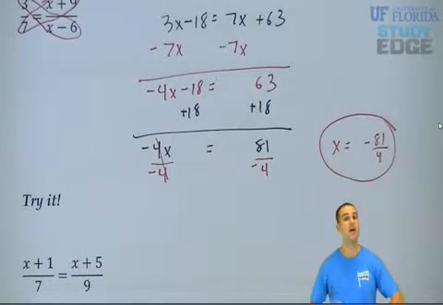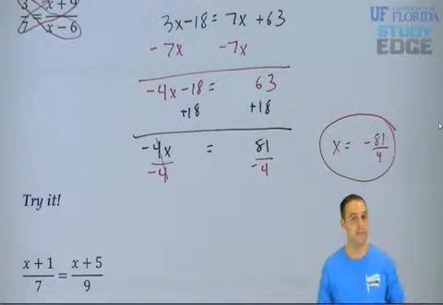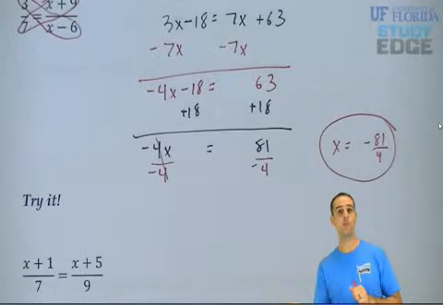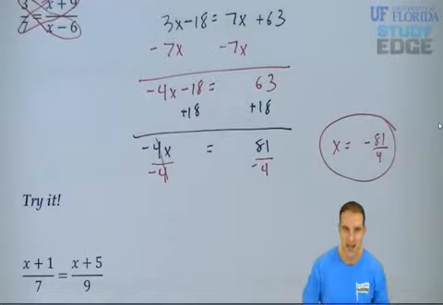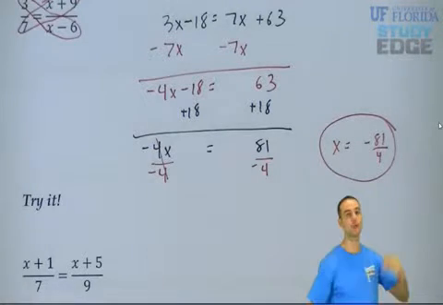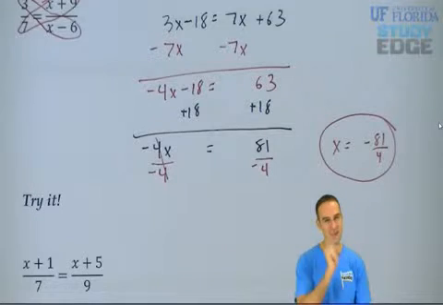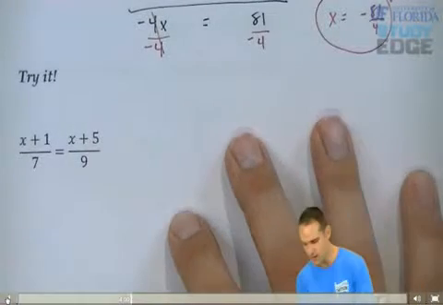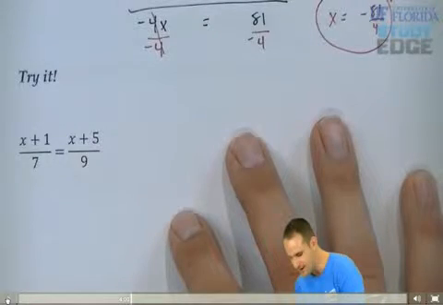You cross multiply, then you distribute, combine like terms on either side of the equal sign, make sure your variables are on one side, your constants on the other, and divide. So I want you to try this next one. I know I've only done one, but I think you can do this next one. Get ready to pause the video and give this one a try.